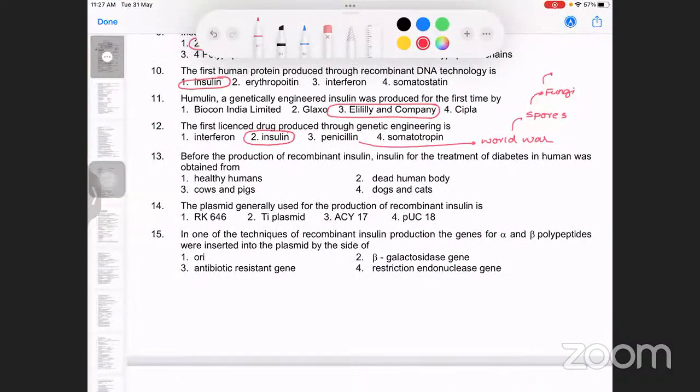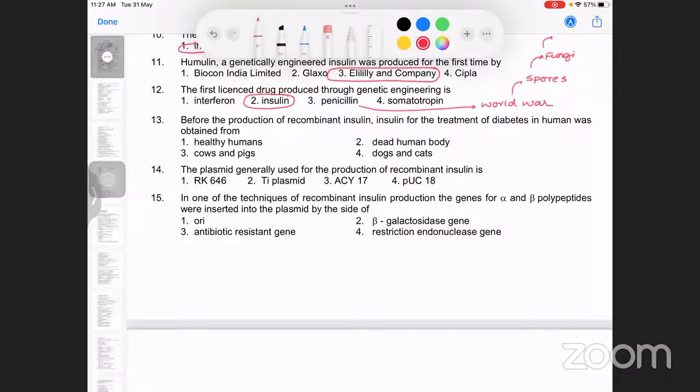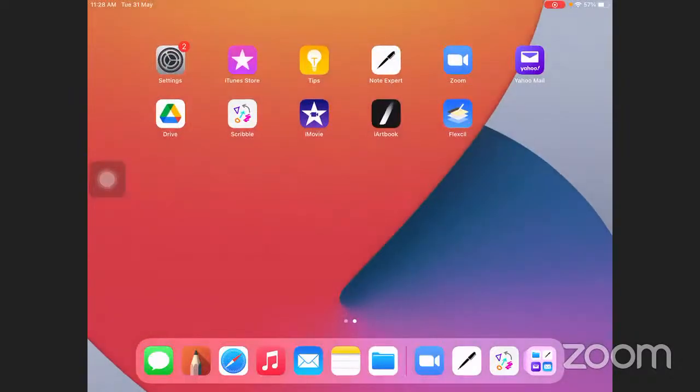Okay. Next. Before production of recombinant insulin, insulin for the treatment of diabetes was extracted from healthy humans, dead human body, dogs and cats, or cows and pigs. Thirteenth question: before production of recombinant insulin, for the treatment of diabetes in humans, where was it obtained from? It was obtained from cows and pigs. Very good, very good. It was obtained from cows and pigs.